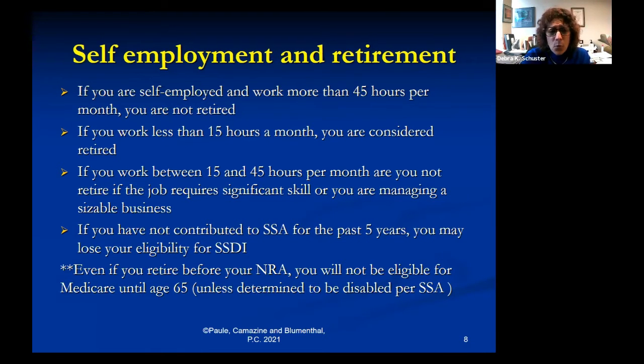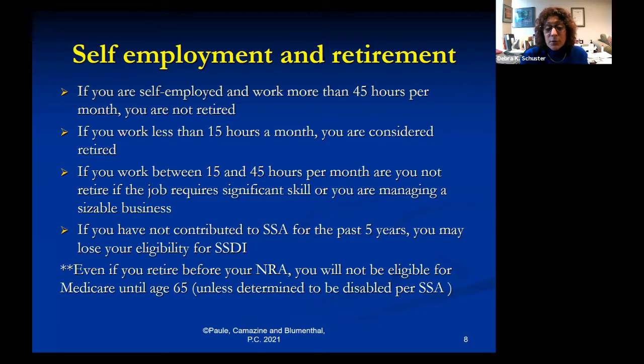For people that are self-employed, if you work more than 45 hours per month, you are not considered retired by the Social Security Administration. If you work less than 15 hours a month, you are considered retired. And of course, this is based on those retirement ages that we just discussed. If you work between 15 and 45 hours per month, you are not retired if the job requires significant skill or you're managing a sizable business. And these are all, again, definitions under the Social Security Administration.